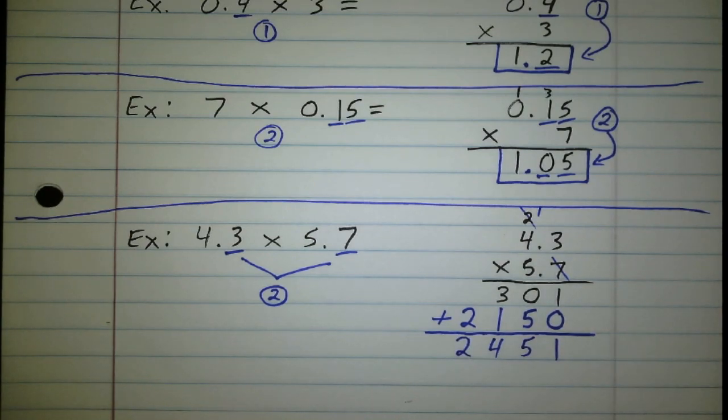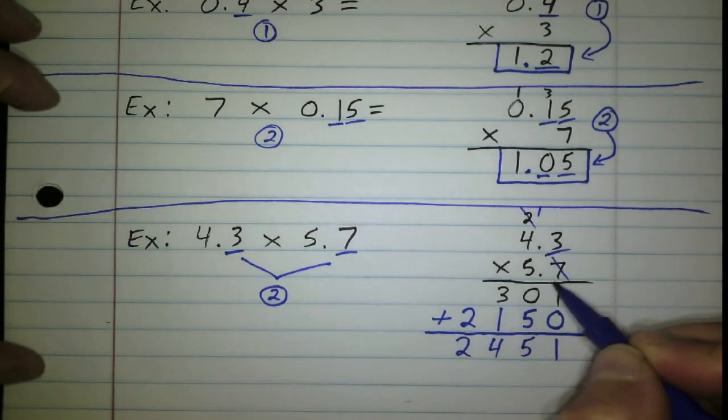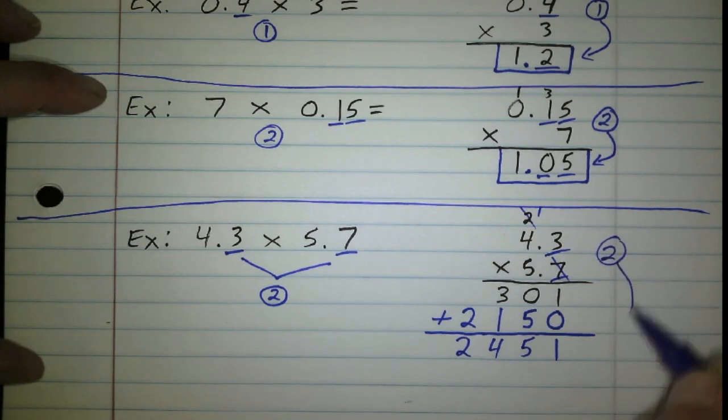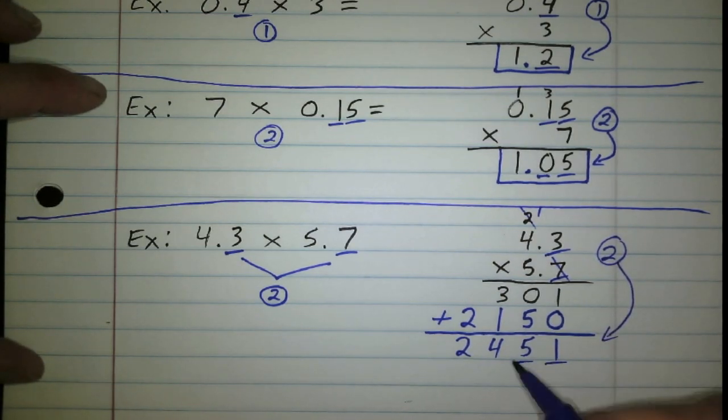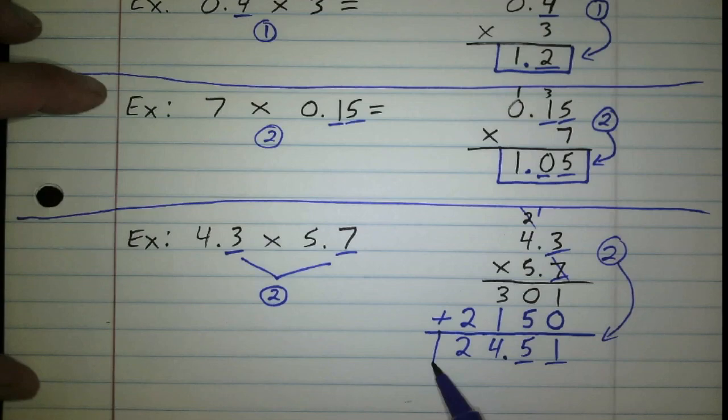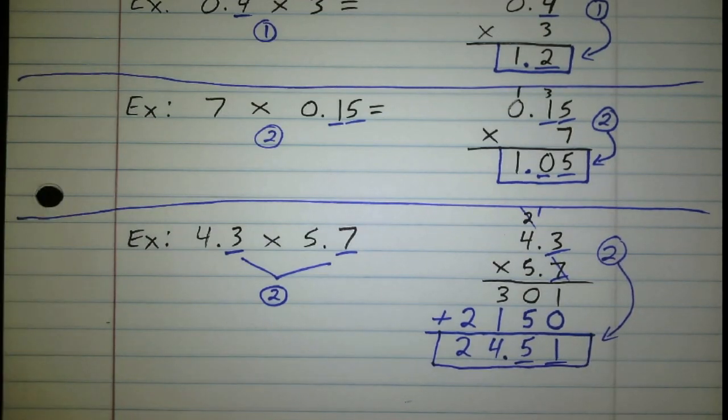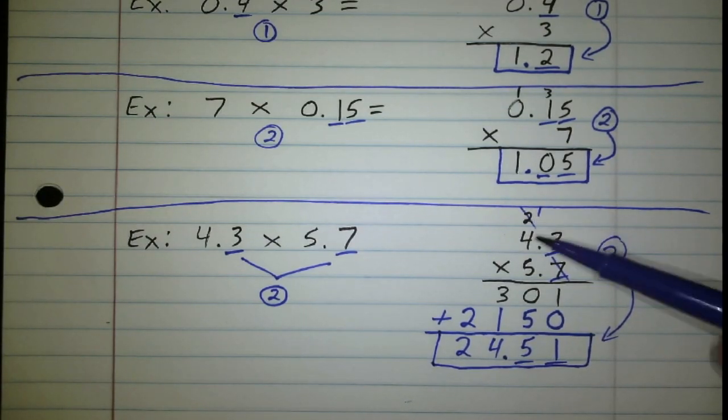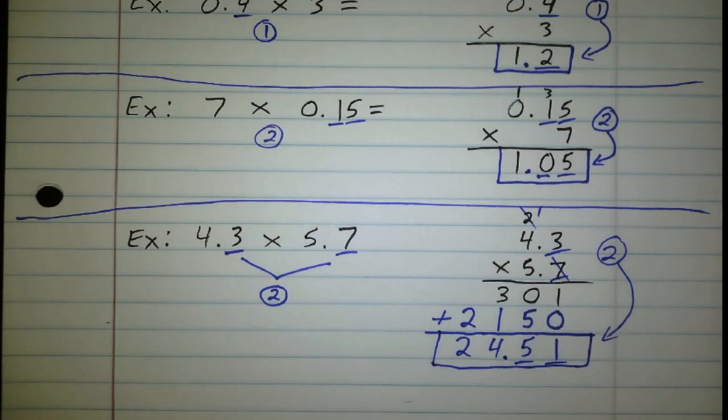Where does our decimal go? Remember, we had 2 numbers behind the decimal in the problem. We need 2 numbers behind the decimal in our answer. So 24.51 is your answer. And this problem really did take up 1, 2, 3, 4, 5, 6 lines if you do it nice and neat.